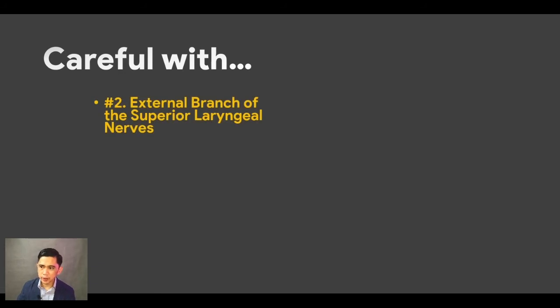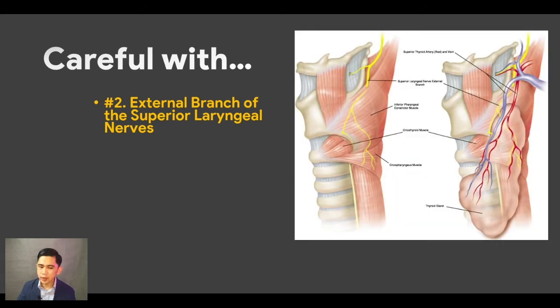Then, we have to be careful with the external branch of the superior laryngeal nerves. Again, we have 2 superior laryngeal nerves. So, this is the yellow structure. This is the external branch, and it goes down. This is the hyoid, this is the thyroid cartilage, and this is the cricoid cartilage. This is the tracheal cartilage. So the thyroid gland must be somewhere here, in the cricoid, in the tracheal.